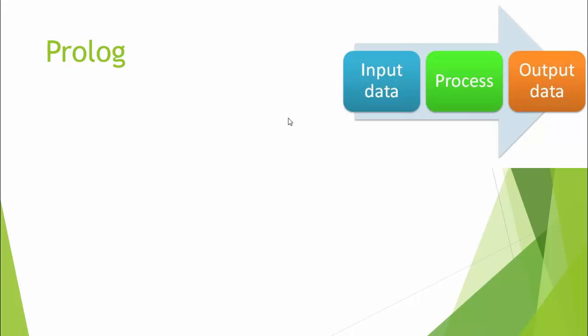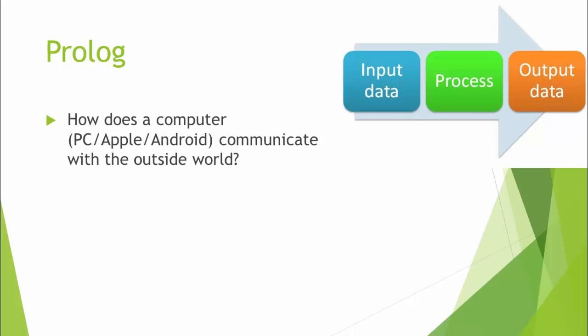So let's take a step back for a second. If we want to have a computer, a PC, an Apple, an Android computer communicate with the outside world, how does this happen? I'd invite you to pause the movie for a second and think about the answer to this question. How does data come in and how does data go out?